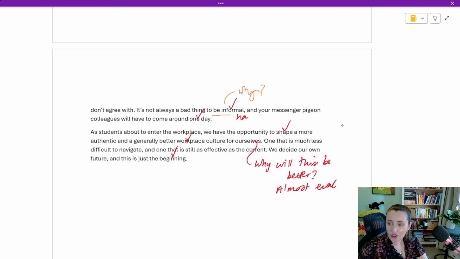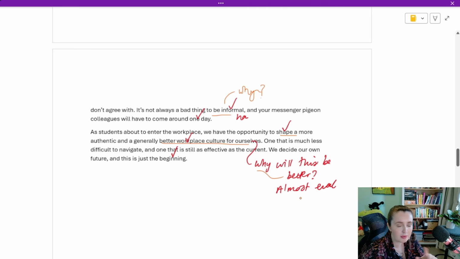As it stands, it's just opinion, but it's very close. As students enter the workplace, we have the opportunity to shape a more authentic and generally better workplace culture for ourselves, one that is much less difficult to navigate and one that is still as effective as the current. We decide our own future, and this is just the beginning. So again, we will have a generally better workplace culture for ourselves. We can shape it ourselves.